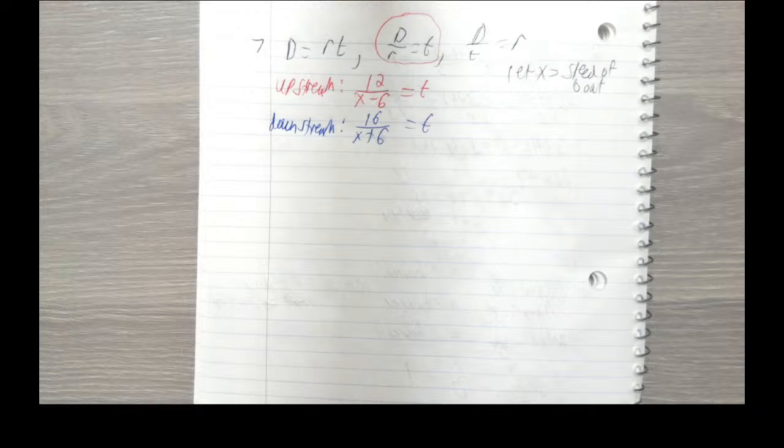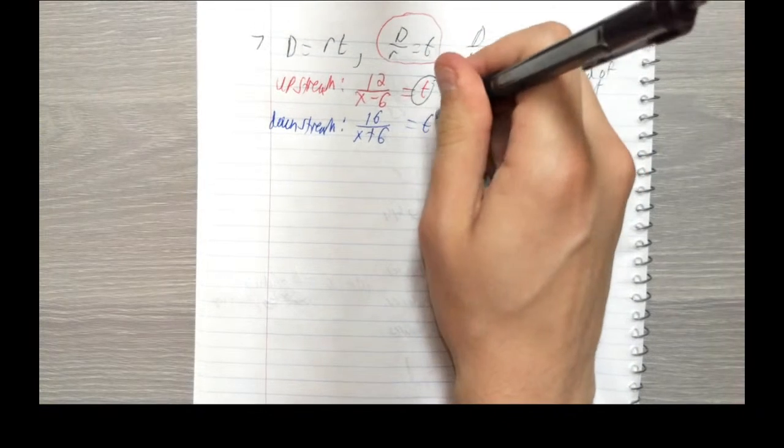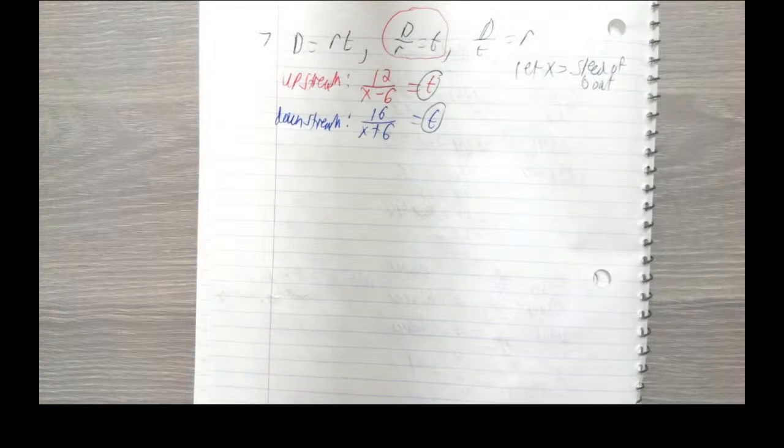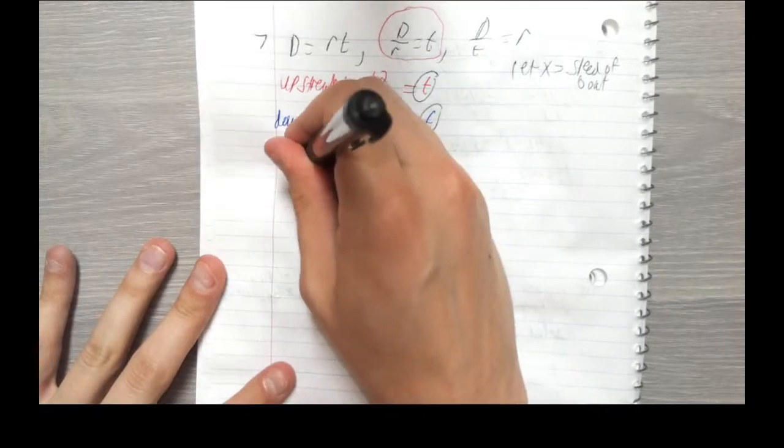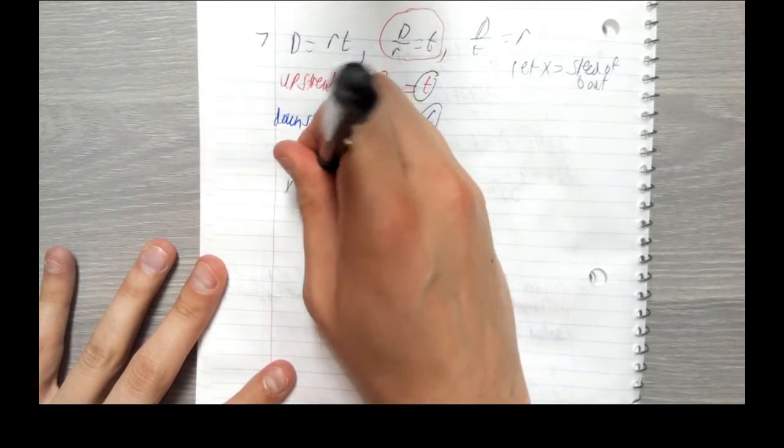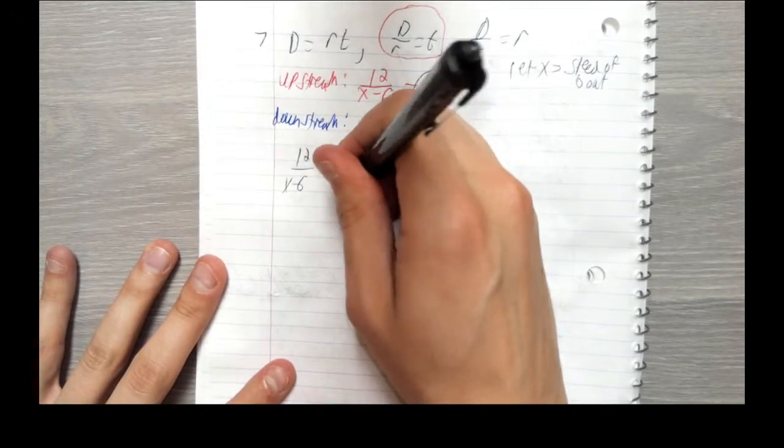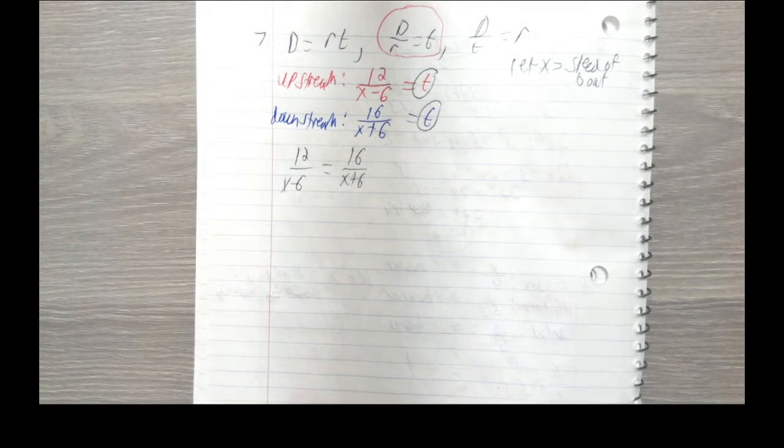Okay, so now the question is, how do we actually find x? Well, notice, both of those equal t, and t is the same. T is total time. So time isn't changing for each upstream and downstream. T is just the total time, meaning that 12 divided by x minus 6 has to be equal to 16 divided by x plus 6.